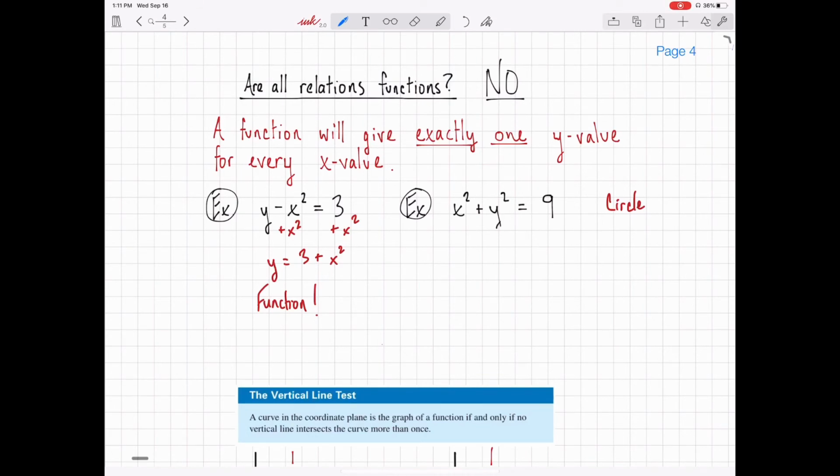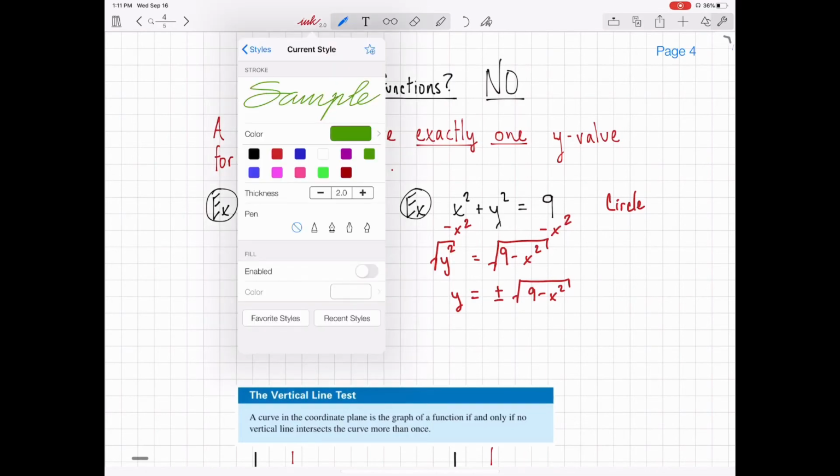If we try to solve for y, I'm going to subtract x squared from both sides. So I get y squared equals 9 minus x squared. And if I take the square root of both sides to get y alone, I will have y equals plus or minus the square root of 9 minus x squared. So the question is, is that a function?